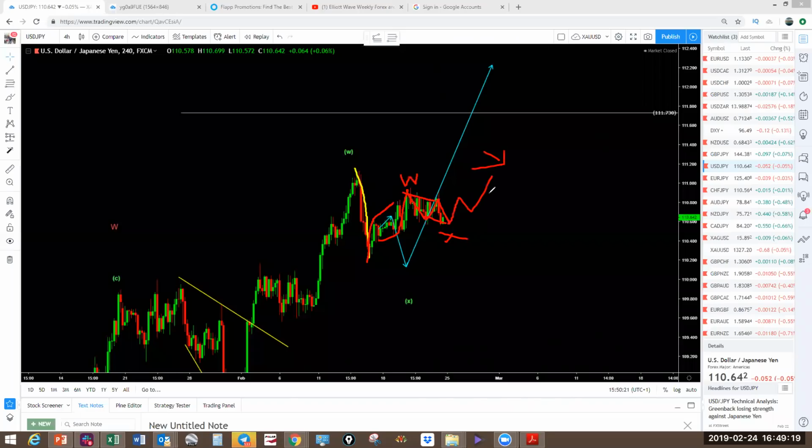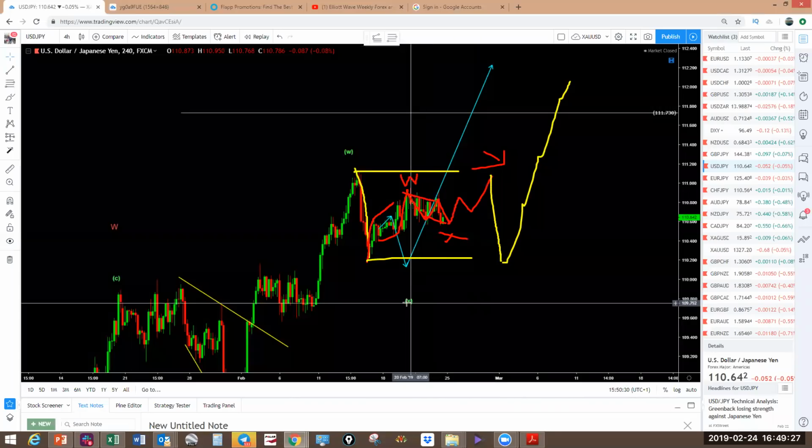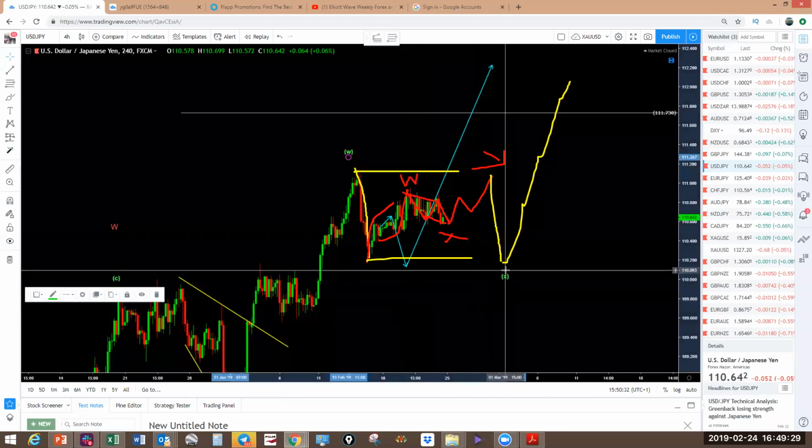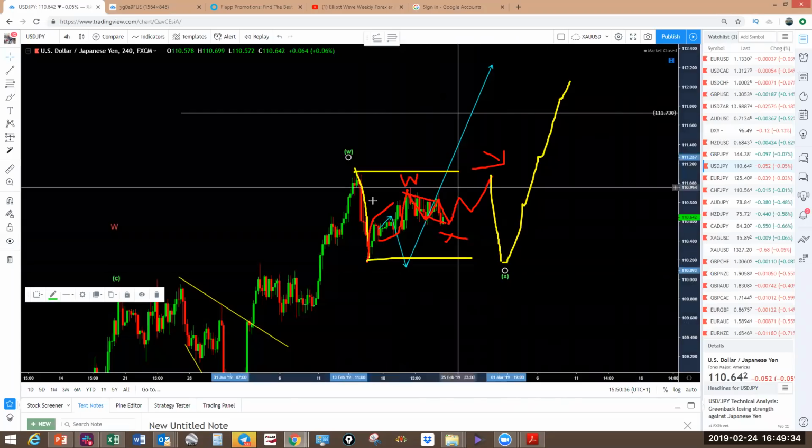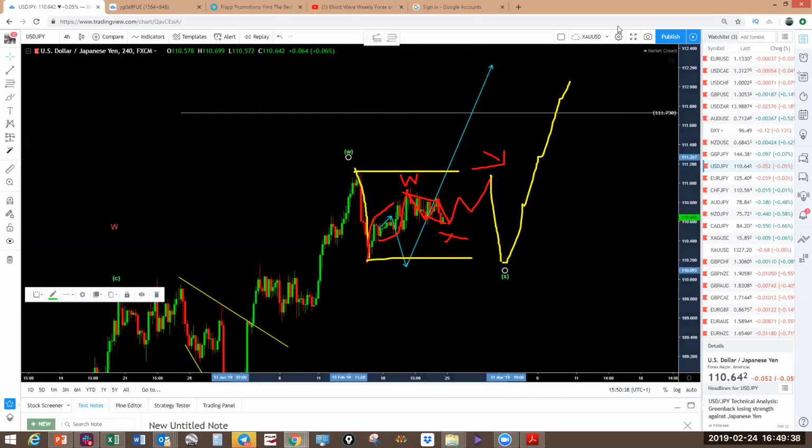That can eventually do something like this. And if it does something like this, then it's a whole corrective structure. Then we'll look for this one to push even higher. Okay, so let's see how this one plays out. It's a corrective. If you want to trade the yen, you'd rather want to trade the pound yen and not US dollar yen. This one you'll only trade if you get this structure.